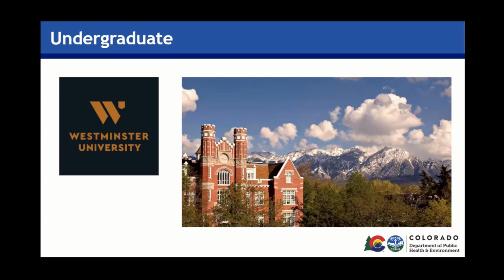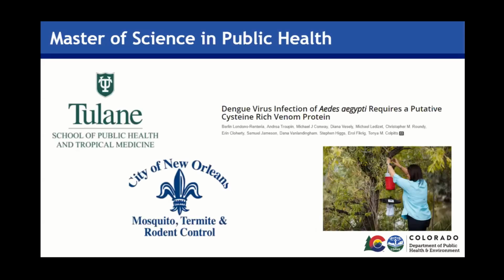So at the end of my time at Westminster, I knew that I was more interested in public health and specifically in mosquito-borne diseases. I was still a little bit unsure if I wanted to be on the strictly public health side of things, like working at a health department, or if I was interested in the research components of that, looking at mosquito transmission and control efforts. So with that in mind, I found a program at Tulane with the School of Public Health and Tropical Medicine with their MSPH program.